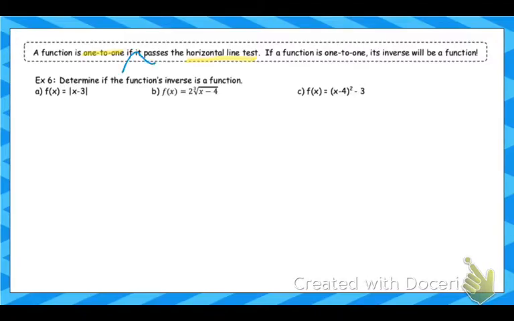Let's say I have a graph that looks like this. All right, it is a function. It passes the vertical line test. It does not pass the horizontal line test because a horizontal line touches more than one point. What that means is that function was not 1-to-1. If it's not 1-to-1, then the inverse will not be a function. So if a function passes the horizontal line test, the inverse will be a function.